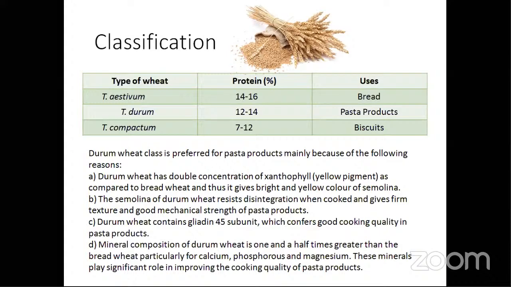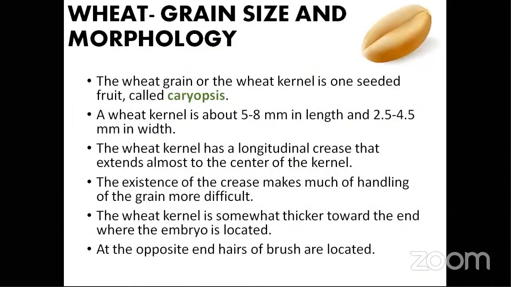Thank you. So next one is the wheat grain size and its morphology. So wheat grain or wheat kernel. Sometimes I may say grain or I may say kernel, so don't get confused. The wheat grain or wheat kernel is a one-seeded fruit and it is also known as caryopsis. Its length is about 5 to 8 millimeter and its width is 2.5 to 4.5.